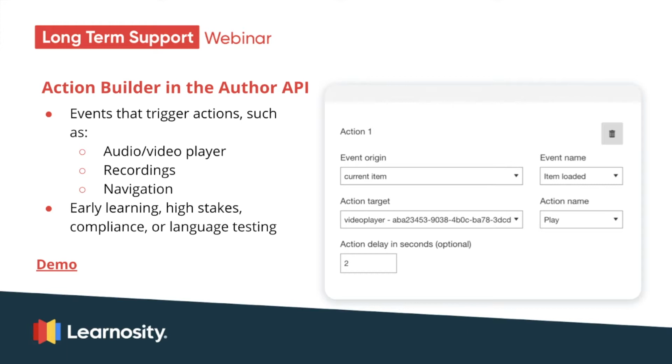And you can use the action builder to autoplay audio or video. You can auto record audio and video if you're using those question types. You can enable or disable the student from being able to respond to a question. And you can enable, disable, or force navigation on an item in an assessment. So, for example, you could configure the action builder so that the student's assessment will automatically navigate to the next item in an assessment when certain actions take place or after a certain amount of time. So the action builder has many applications, mainly in early learning, in high stakes, compliance training, and also in language testing. Let's look at a demo.